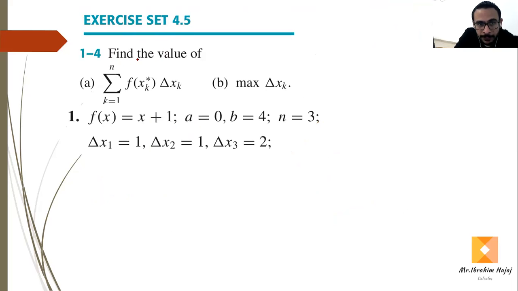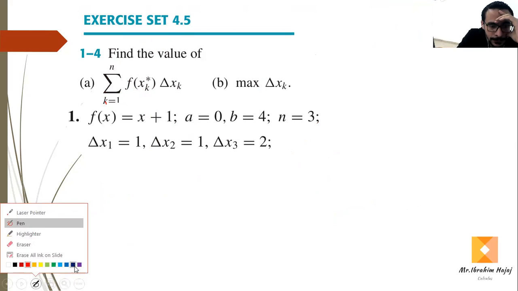Exercise set 4.5. Find the value of the summation of k equals 1 to n of f of x sub k delta x sub k, for a and b. Find the answer for 1a and find the one for 1b. Who can do it? Rami?